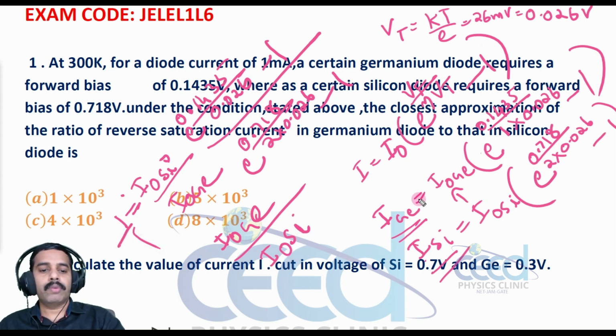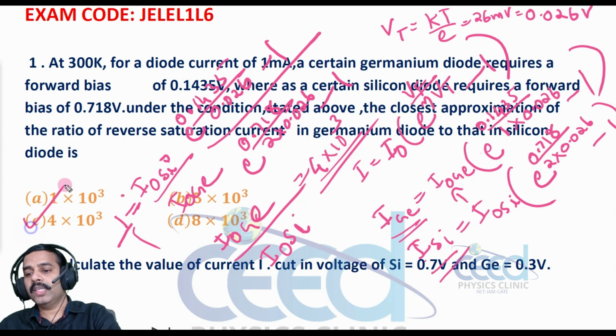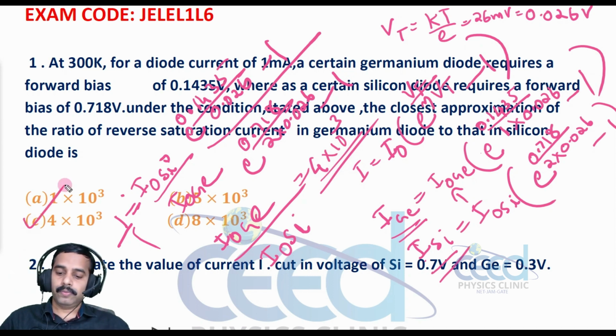The current ratio will be 1 by 1, because I germanium and I silicon are both maintained at 1 milliampere at different potentials. Now that will be equal to this ratio. When you solve this, you will get 4 into 10 raised to 3. So option C is correct.